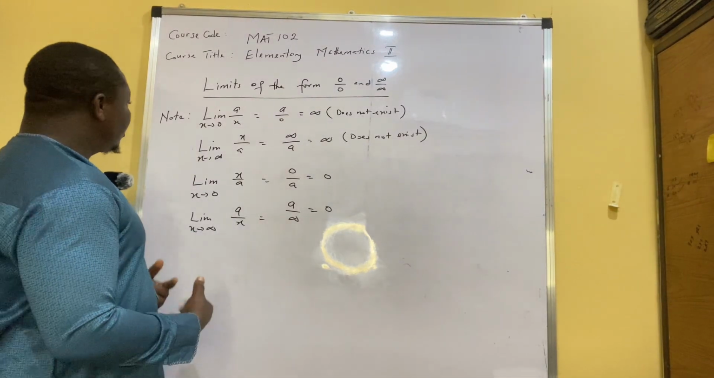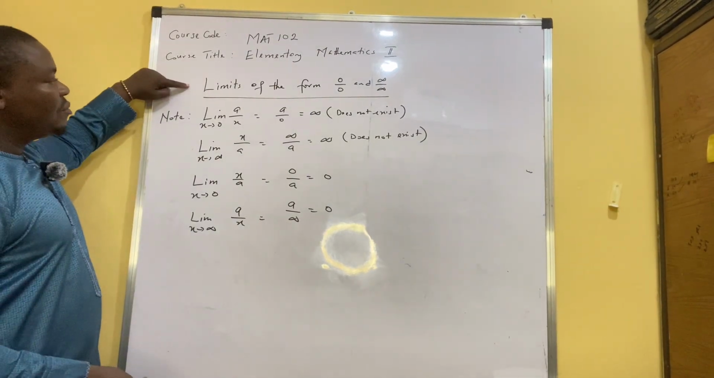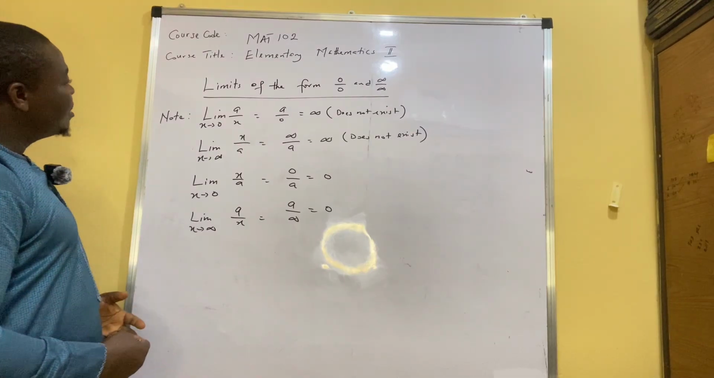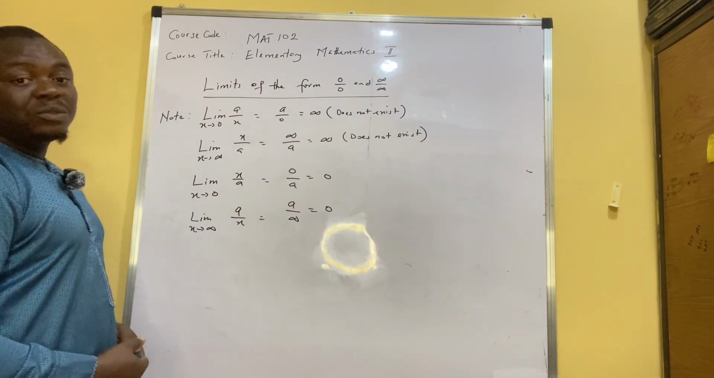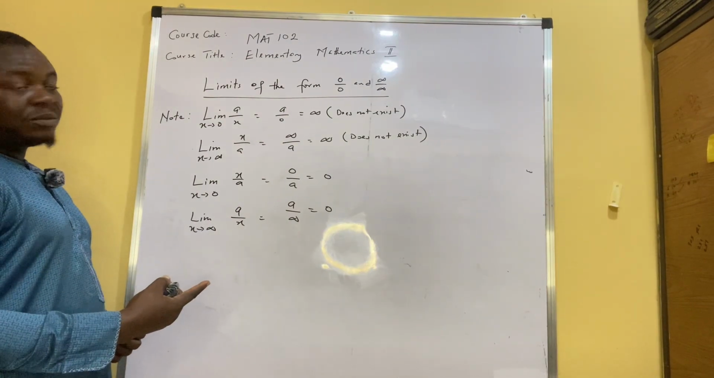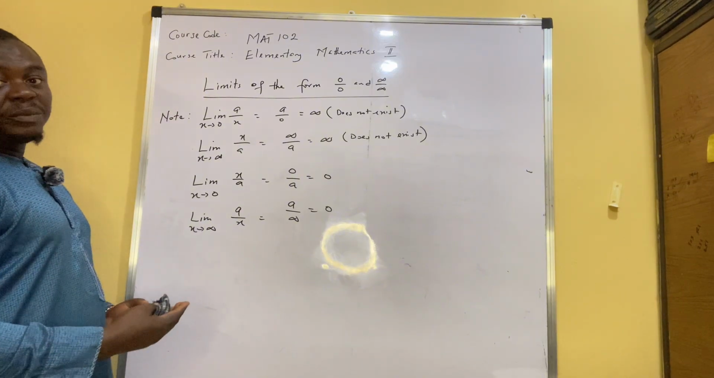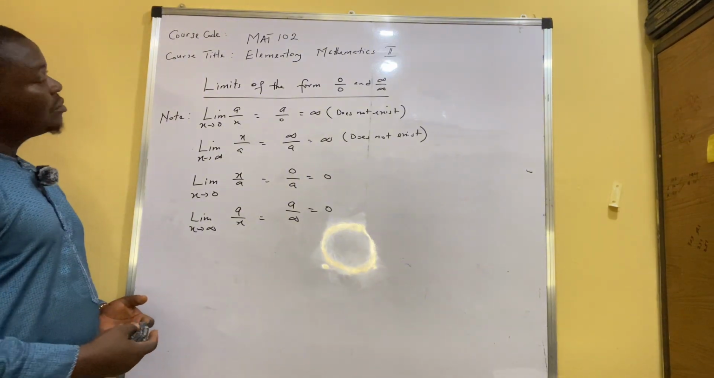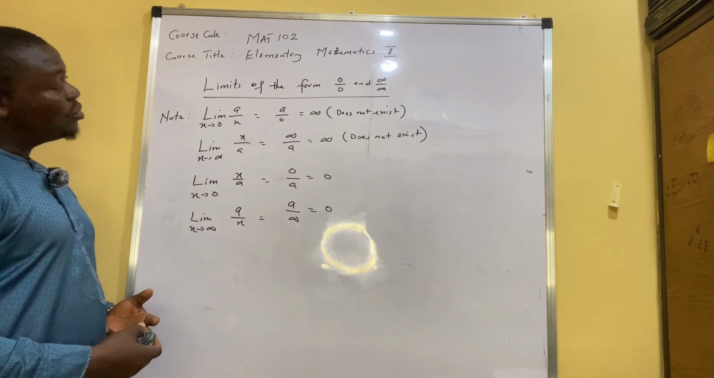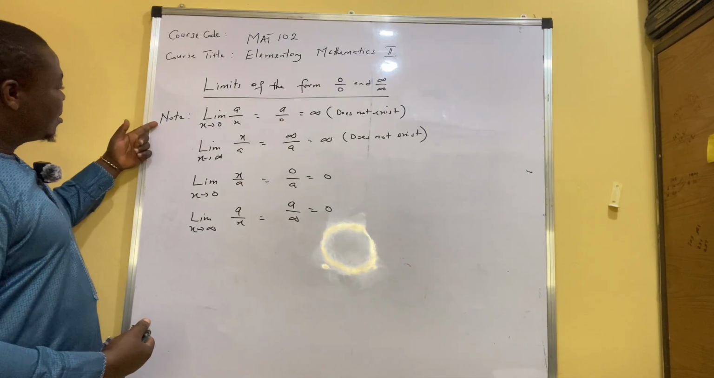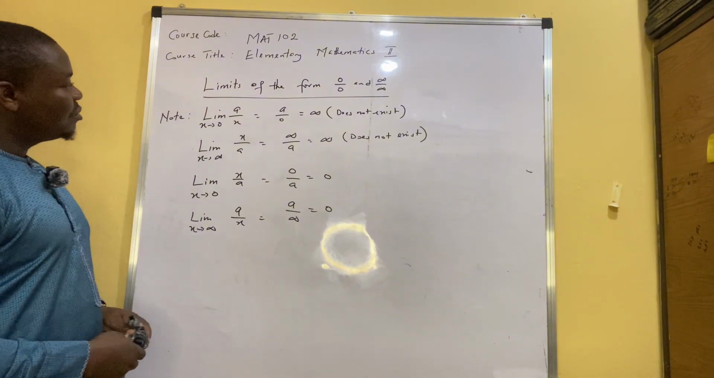Next, we'll look at the limits of the form 0 over 0 and infinity over infinity. So what does that imply? It implies that after you substitute the value that x tends to into the function, you get the numerator to be 0 and the denominator to be 0, as well as when you substitute the value, you get infinity over infinity. So in that case, we need the following note before we proceed.